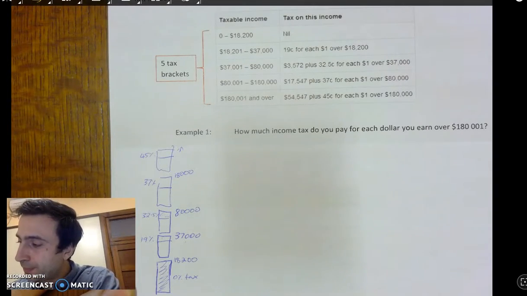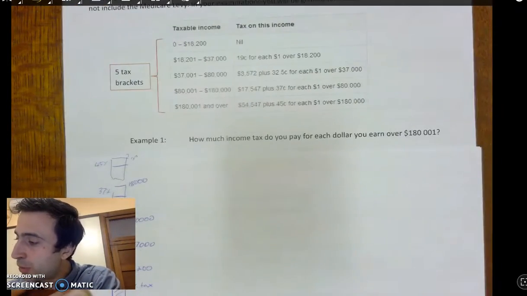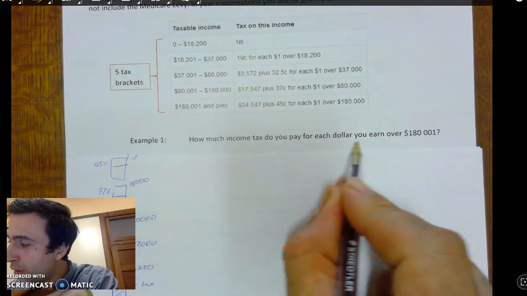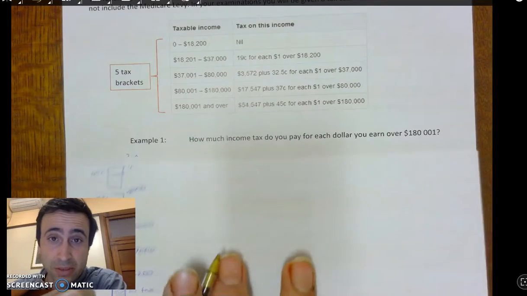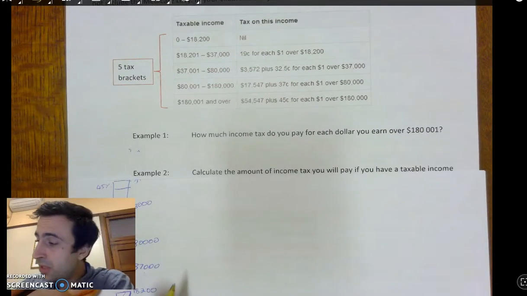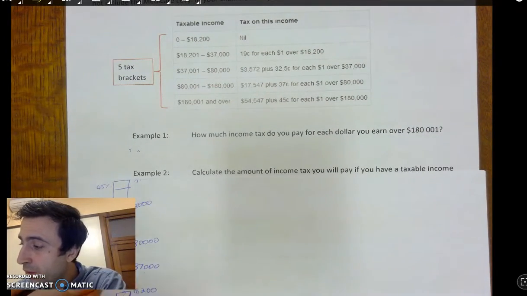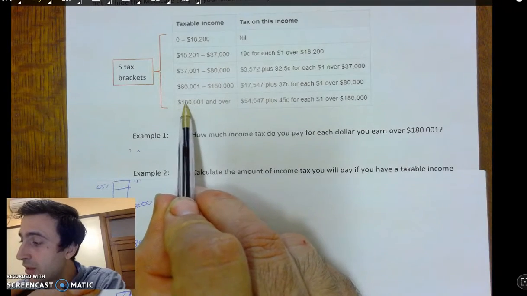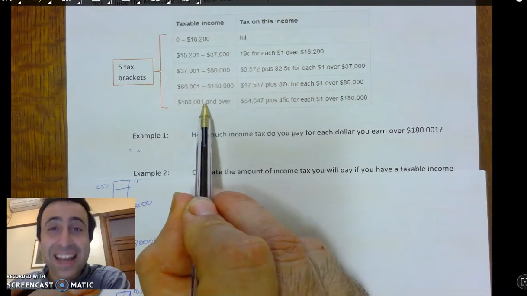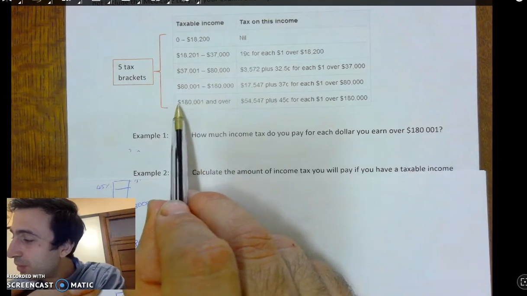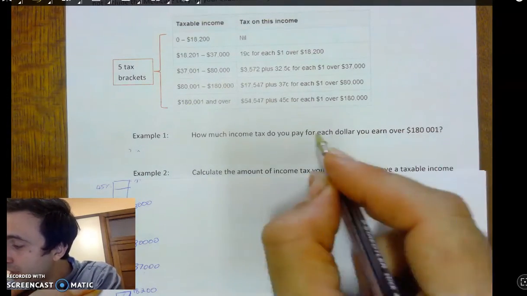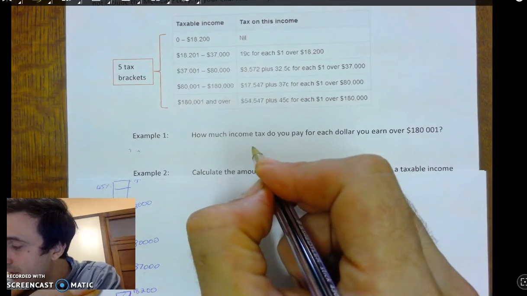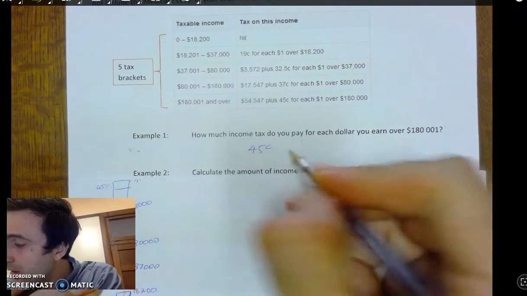And so, how much income tax would you pay for each dollar you earn over $180,001? It's fairly easy. We see here for every dollar you earn over $180,000, you get taken out 45 cents in every dollar.